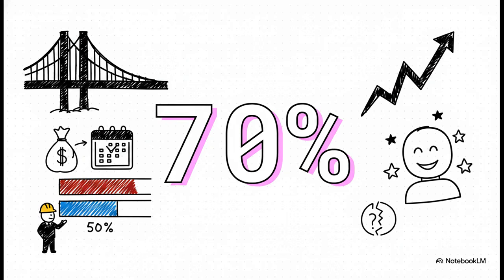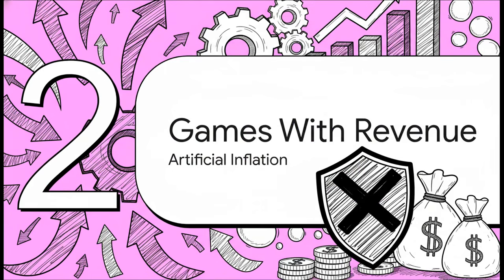Now, what's really interesting about this slide is this single, incredibly powerful number. Just imagine a company is building a bridge. They are actually only 50% done with the physical work, but they falsely claim they are at 70% completion. Why would they do that? Well, just to book early profits and make their current financial year look spectacular to investors. It's a total artificial inflation of their progress.